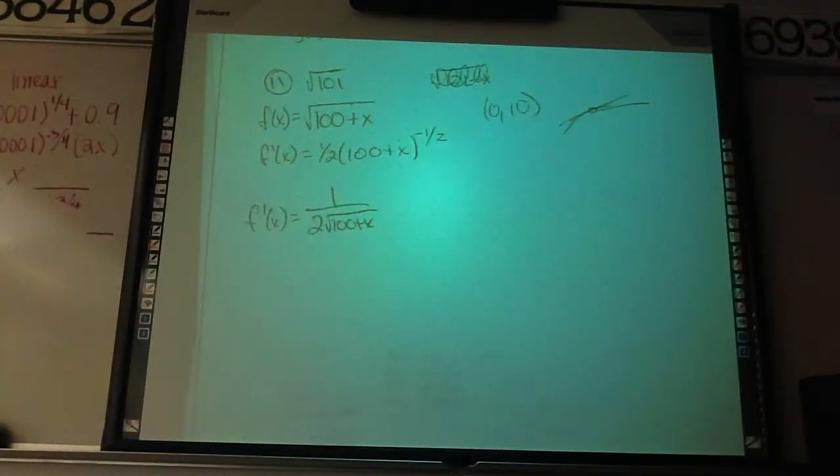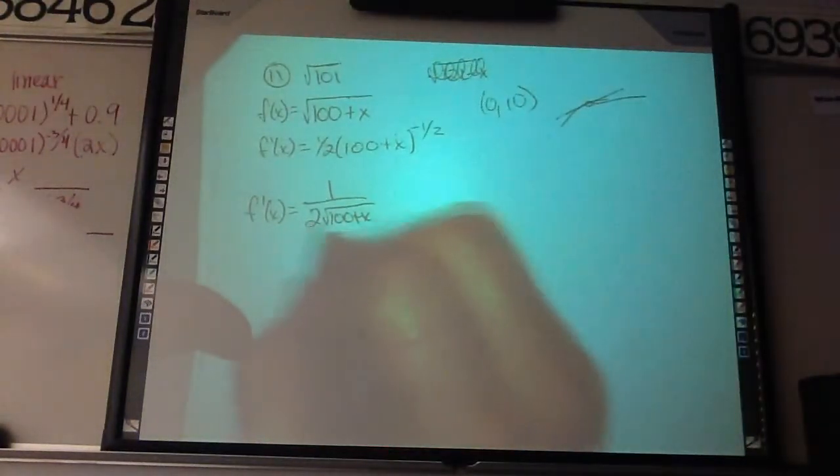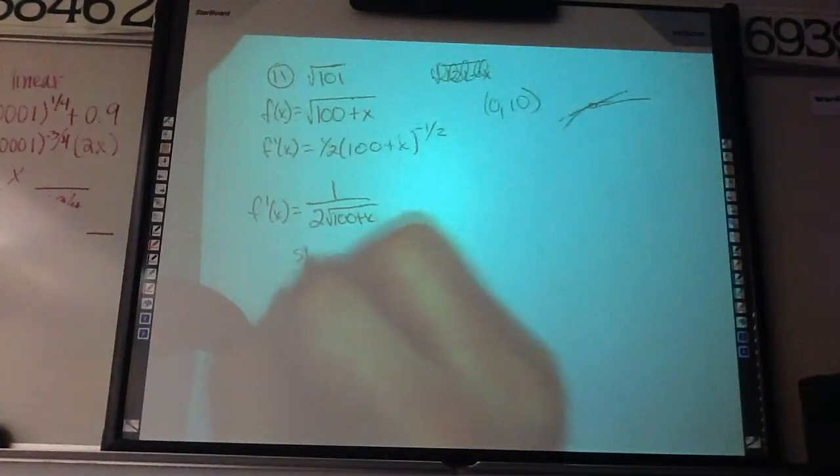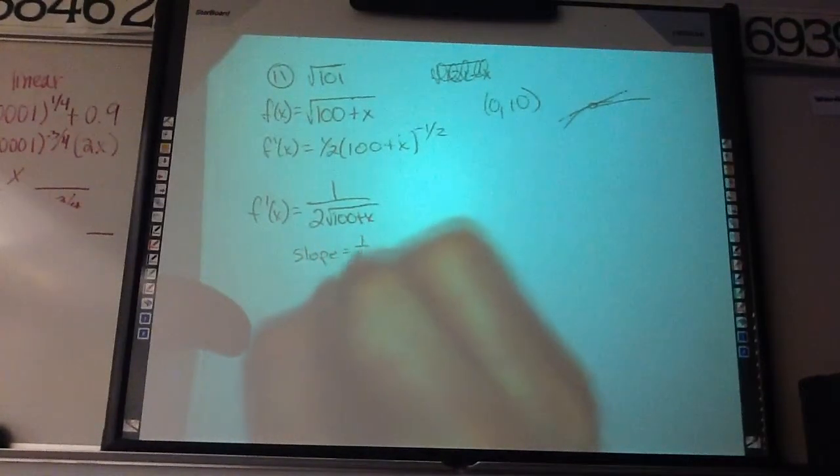For these types of problems, that'll give you a point. If you look at 100 and you have to add x, you know the square root of 100, but you don't know the square root of 101. So if I plug in 0, that's 1 over 20. So my slope at that point is 1/20th.